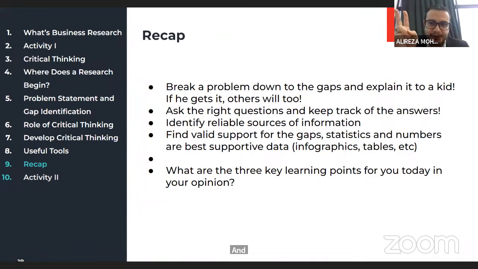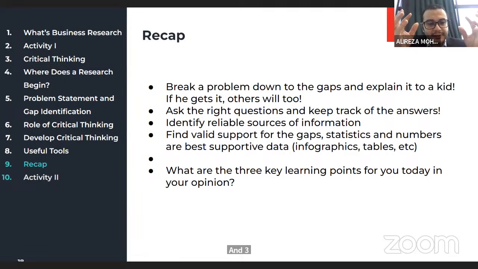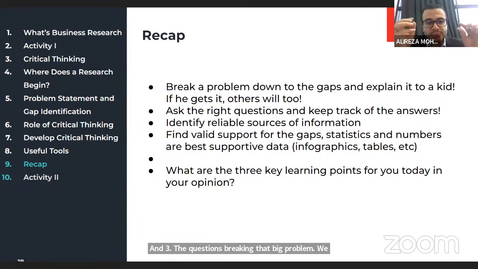All right, part one. I'm hoping by now you all can answer it. How do we navigate through complexity? By one, avoiding assumptions. Two, designing and asking the right and objective questions. And three, through the questions, breaking that big problem, with critical thinking skills, into smaller problems. And then attack those small problems, right? That's part one.